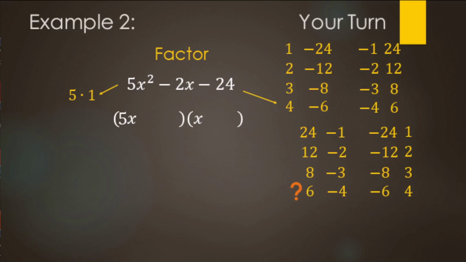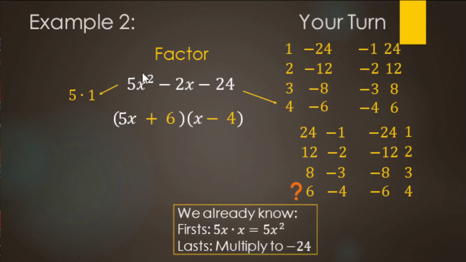So let's start out by guessing 6 and negative 4. So boom, there's 6 and negative 4 in there. Now we already know the first 5x times x is always going to make x squared. And we know that any of these numbers that we guess here, in this case 6 and negative 4, is always going to multiply to a negative 24. So we're good there. So now for our checks, we're only checking the outers and the inners.